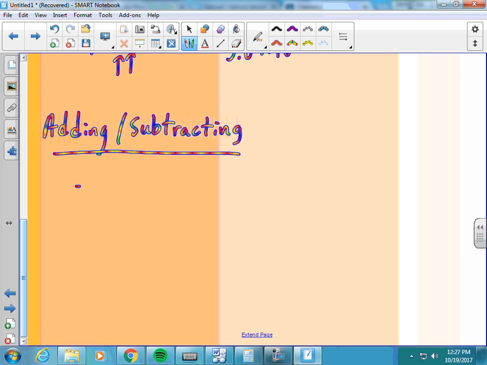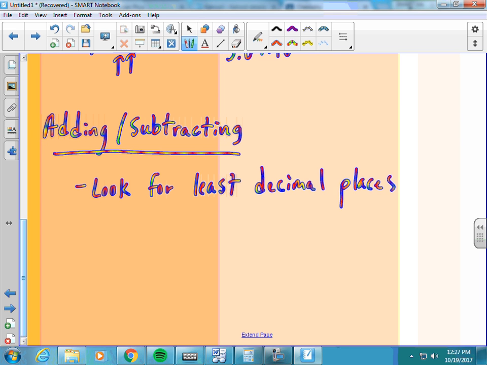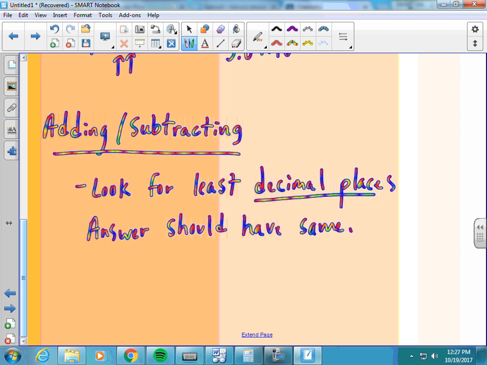So with adding and subtracting, look for, and this is not the best definition or even completely accurate, but this is how I explain it. Look for least decimal places. This is the key on adding and subtracting. It's about the decimal places, and the answer should have the same. Okay, answer should have the same. So this is how this works.